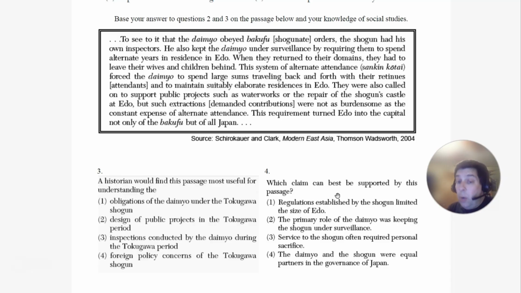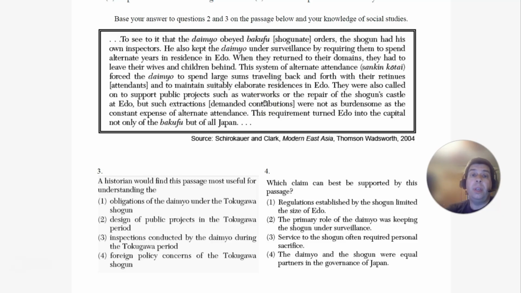The primary role of the daimyo was keeping the shogun under surveillance. The shogun wanted to keep an eye on the daimyo, the nobles of Japan, right? Service to the shogun often required personal sacrifice. Okay. Interesting. I would like to point out, but such demanded contributions, so first of all, demand, were not as burdensome. It was a burden. This is a burden to them. They were required. They had to spend a large sum. They were forced to spend large sums. That seems like a personal sacrifice to me.